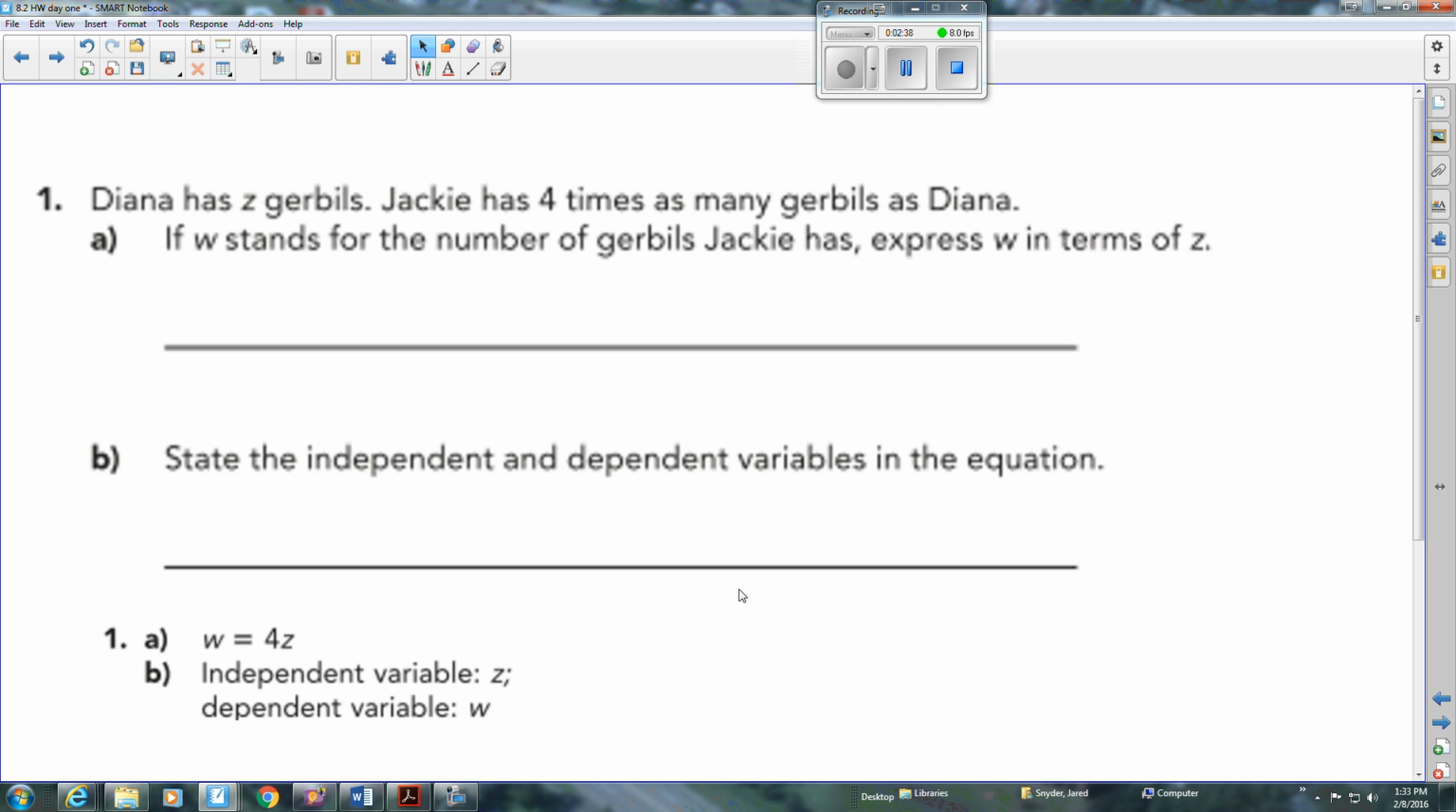Deanna has Z gerbils. Jackie has 4 times as many gerbils as Deanna. If W stands for the number of gerbils Jackie has, express W in terms of Z. 4 times as many as Deanna. So we're taking 4 times Z to get W, and that's correct. W equals 4Z. The independent is Z. The dependent is W.